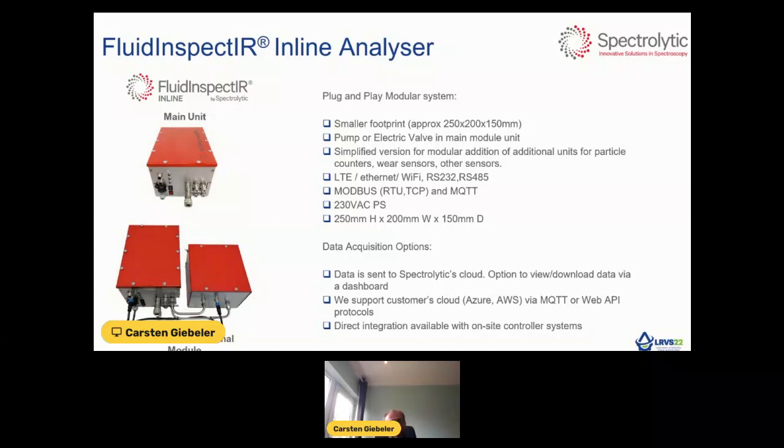We also have the option to combine our sensor, which focuses more on parameters like oxidation, nitration, the things that you can measure with infrared, with, for example, particle counters or viscosity sensors, so that you get a much more complete solution for your oil condition monitoring. But these particle counters and additional sensors are not developed by us. We just buy them in and integrate them, so that the data that gets transferred is just one package that can then be easily integrated.